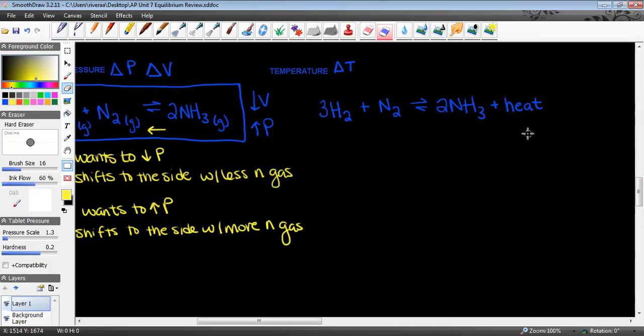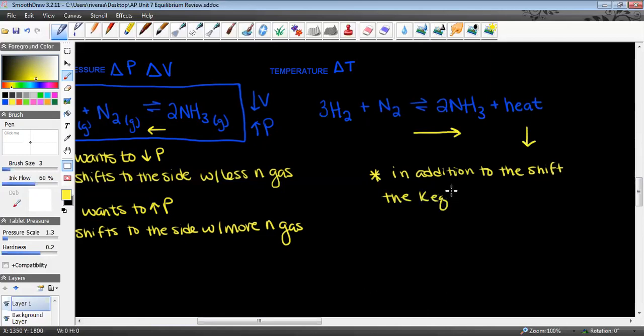This reaction is producing heat. If I were to cool this reaction as it was taking place and remove that heat it was producing, that's going to help drive the reaction forward because if I take away heat, the reaction wants to make heat. So putting this reaction in a cooling vessel would help drive this reaction to completion. And this is the only stressor that's actually going to change the magnitude of your K value. So in addition to the shift, the KEQ value changes.